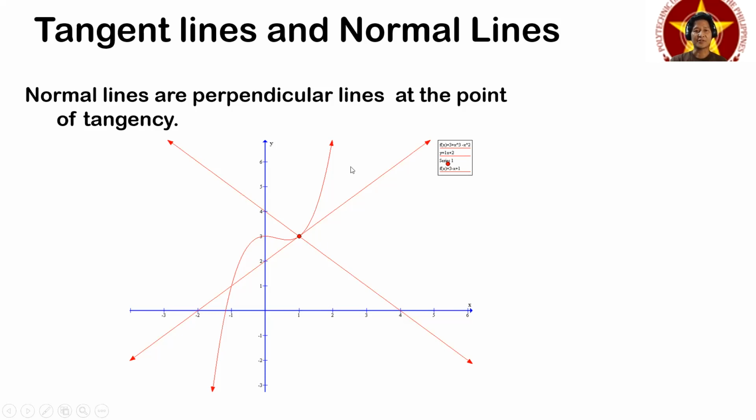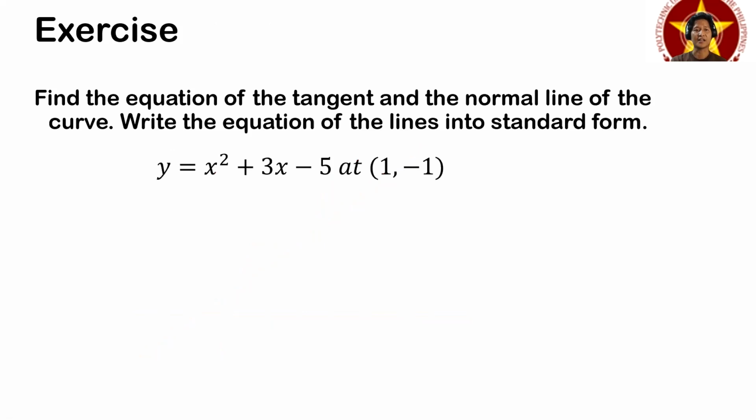Okay, let's have examples on how we can identify and solve for the tangent line and the normal line to a certain function or to a certain point. For example, let us try to find the equation of the tangent and the normal line of the curve y equals x squared plus 3x minus 1 at the point of tangency, which is at (1, -1).